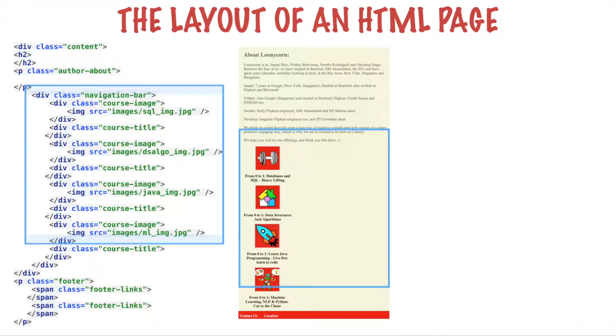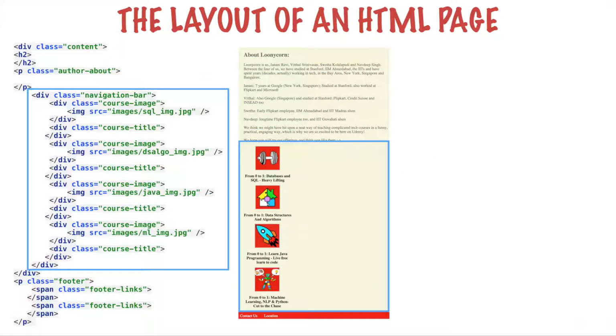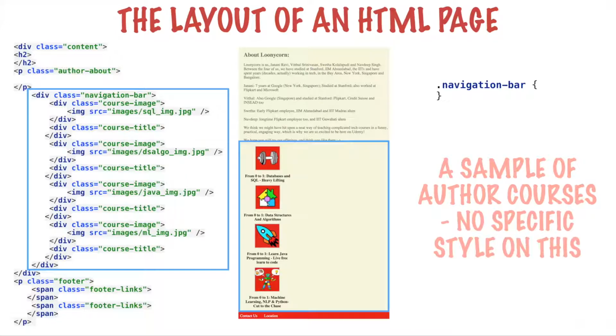After the author about section comes a logical unit called the navigation bar. And this contains a whole bunch of images of the courses that Lunicon offers. A small sampling of courses that Lunicon offers. These images should generally be links, but for simplicity's sake, we've not made them links yet. That's not important for this particular example. However, typically these images would be links which would lead to those courses on Udemy. So this is a sample of author courses.